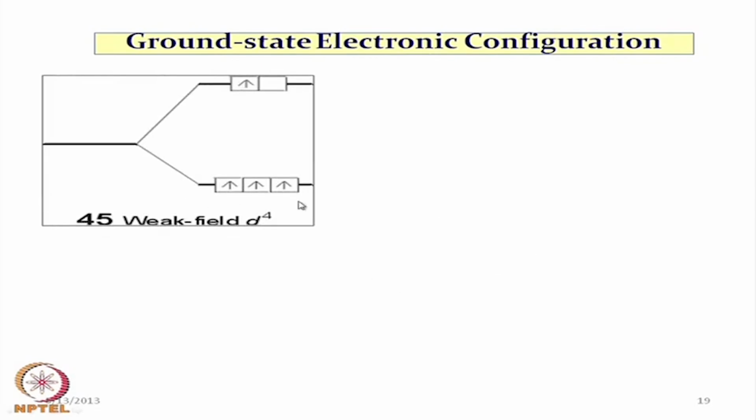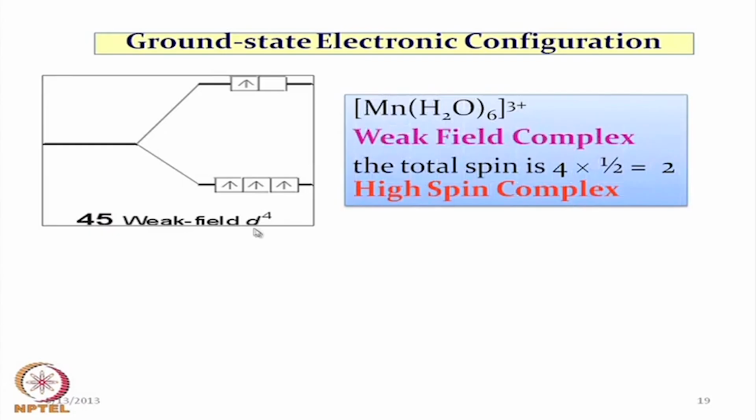So this is the simplest form of writing it diagrammatically. So how do we draw the corresponding diagram for the d4 situation? An example is well known for the manganese system, where we have the hexaaqua manganese 3+. Though manganese is in the trivalent state, we get a weak field situation in a water environment. So in the water environment, manganese in the trivalent state still gives a high spin complex.